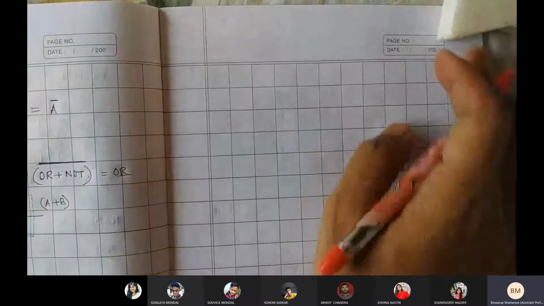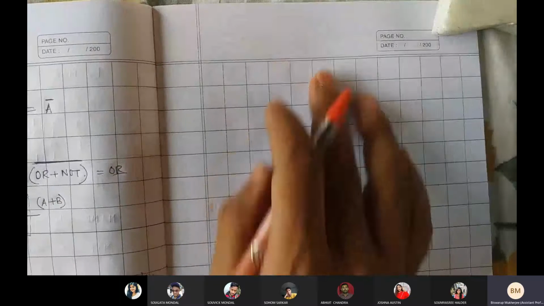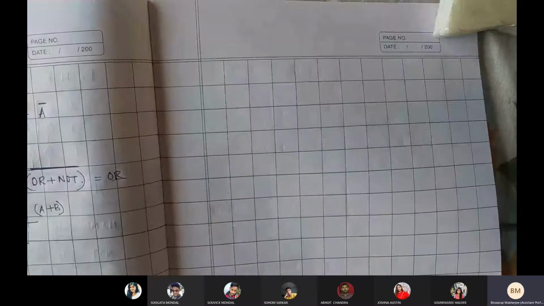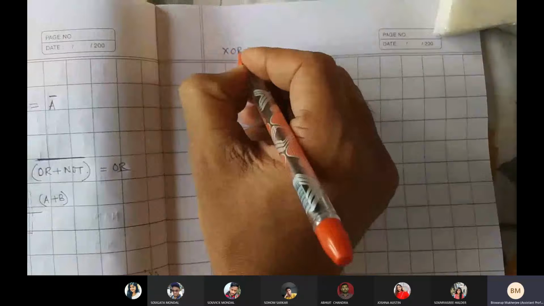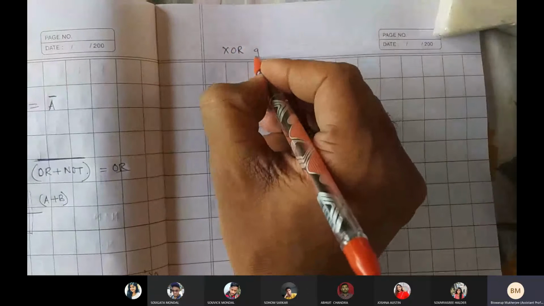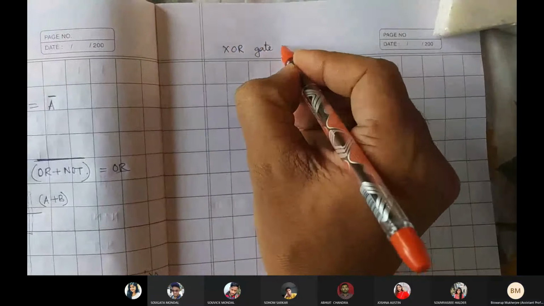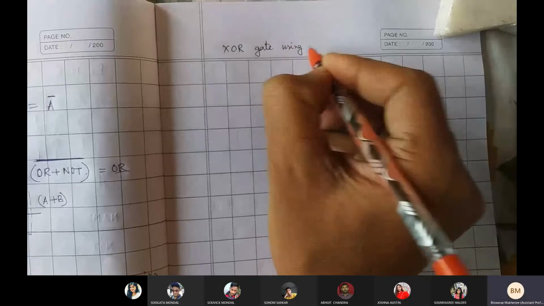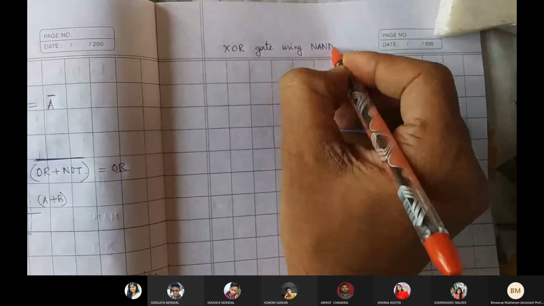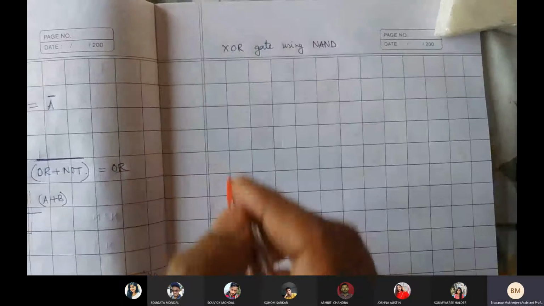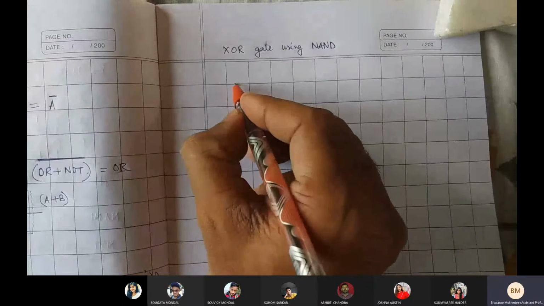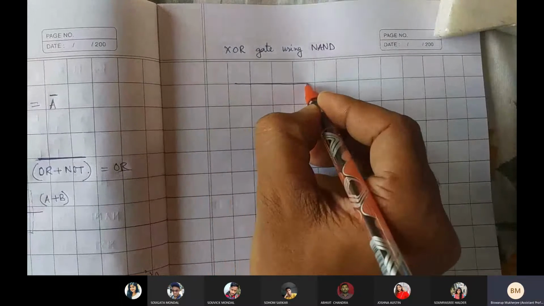So, starting again with the exclusive OR function, how that can be implemented using NAND and NOR gates. Let me check that. Let us first check how the XOR gate can be implemented using NAND. I'm drawing that first, then I'll discuss.